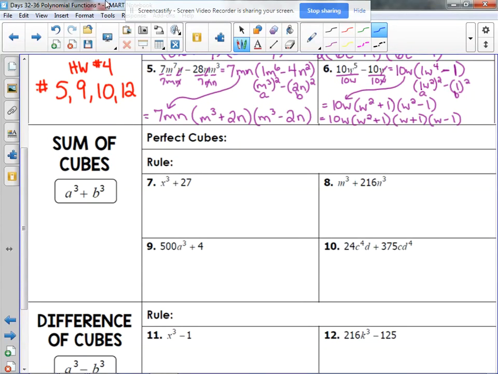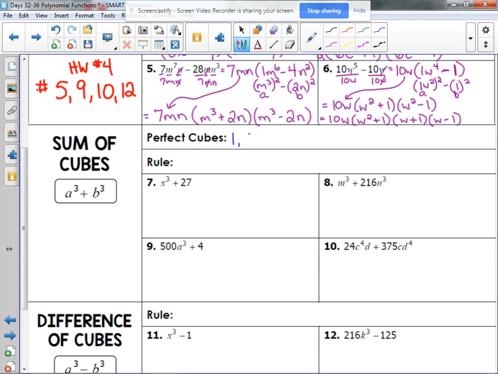Perfect cubes are similar to perfect squares in that we have two terms and only two terms. However, we are not limited to there just being a minus sign in between. In this case, we're going to start with the sum of perfect cubes. So let's list out our perfect cubes like we did with our perfect squares.